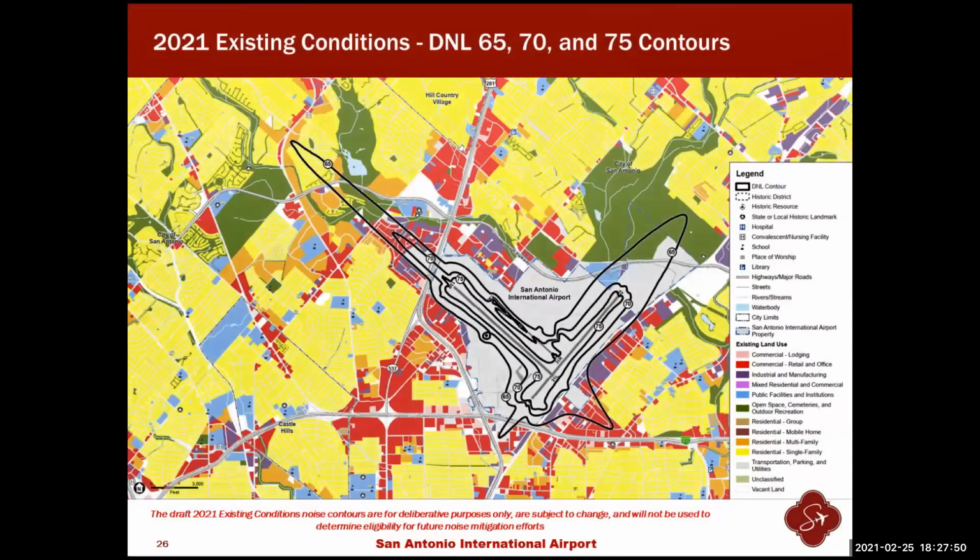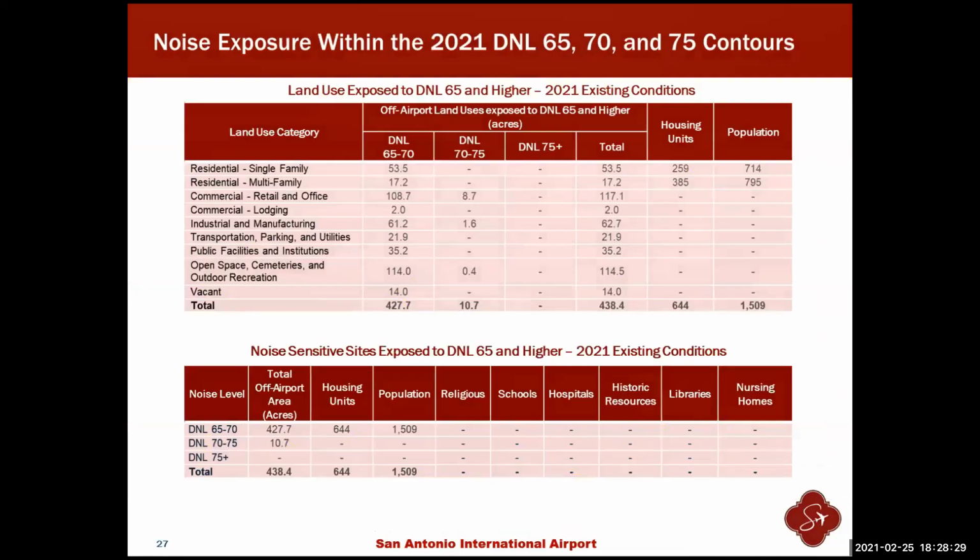This is the draft 2021 existing conditions noise exposure map. The DNL 65, 70, and 75 contours have been placed on the existing land use map, which essentially means that this map depicts aircraft noise exposure over all land uses in the vicinity of the airport. The noise contours are represented by the solid lines. These contours represent equal levels of noise exposure surrounding the airport and are generated by an extensive noise modeling process. Because the details of this draft NEM are difficult to see in this virtual workshop setting, a high-resolution map is available for download at the airport's Noise Office website.